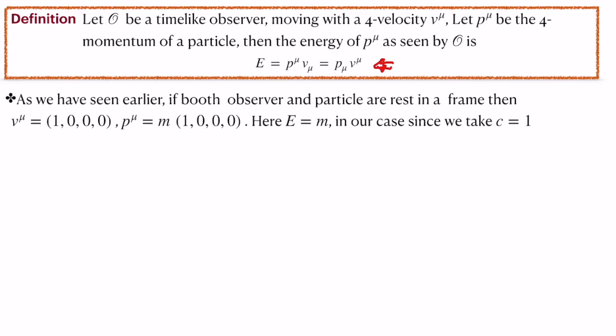Now we consider the energy of the P mu with respect to observer v mu. We can simply compute that and we get E is equal to m. So c squared is not there, c is equal to 1. So you see that in this case, this is a zeroth component.